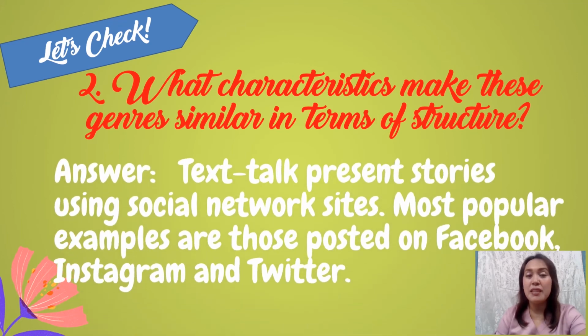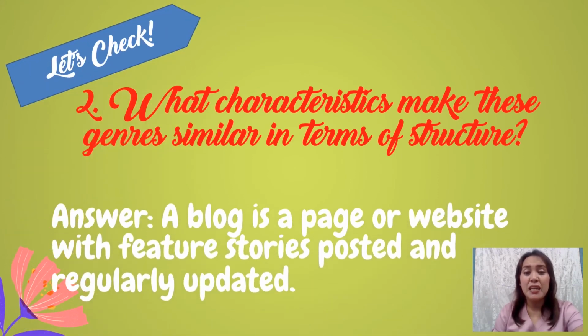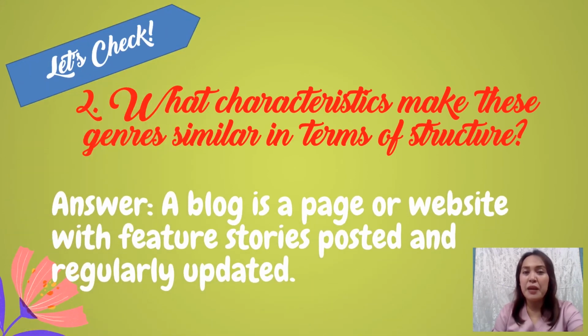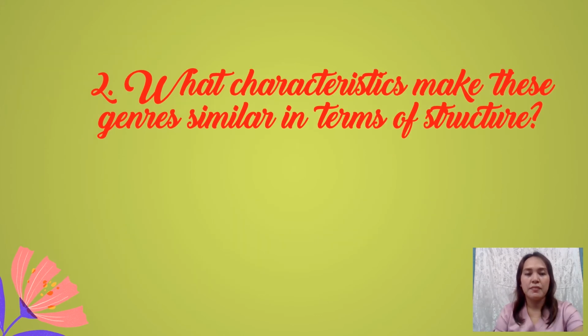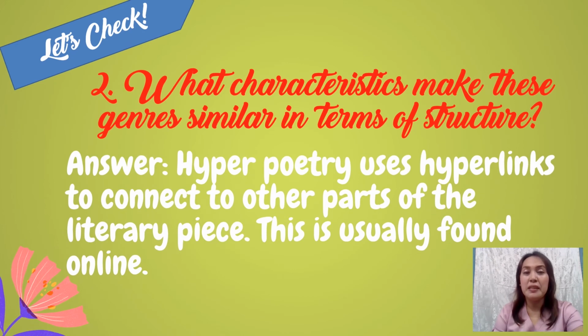Let us start with text talk. Text talk presents stories using social network sites. Most popular examples are those posted on Facebook, Instagram, and Twitter. Blog. A blog is a page or website with feature stories posted and regularly updated. Hyperpoetry. Hyperpoetry uses hyperlinks to connect to other parts of the literary piece. This is usually found online.